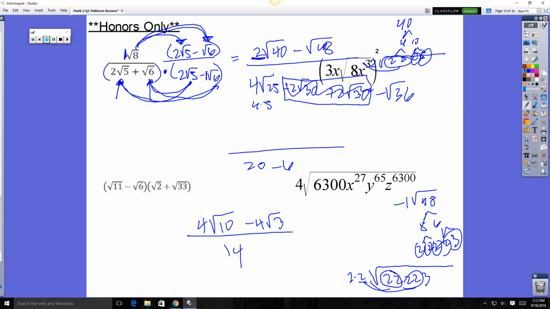And now, because this and this and this all have a common factor, you're dividing both of these terms by 14. So simplify this fraction. You need to reduce it. 4 and 4 and 14. 4 fourteenths is 2 sevenths. So we got this: 2 square root of 10 minus 2 square root of 3 over 7.